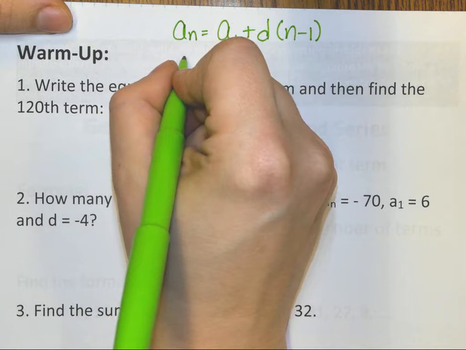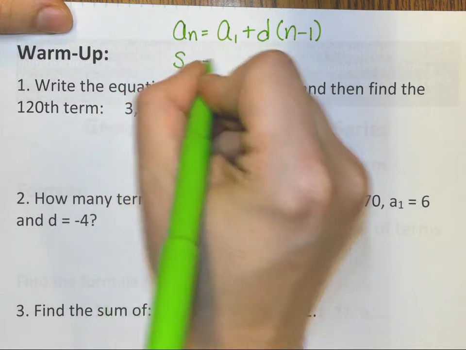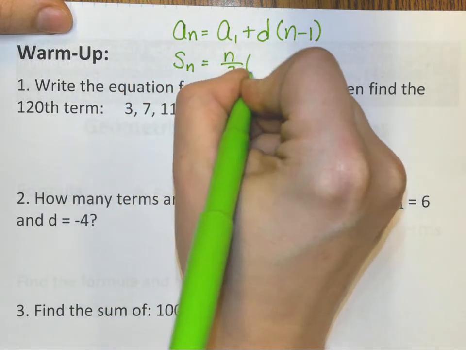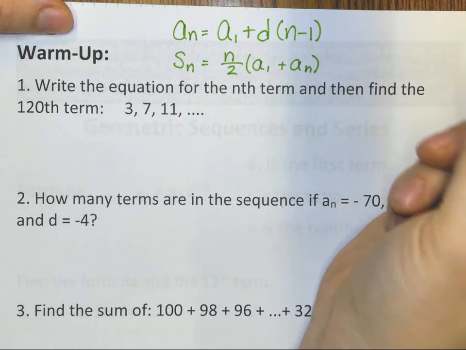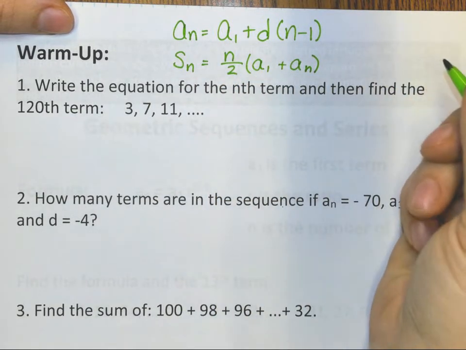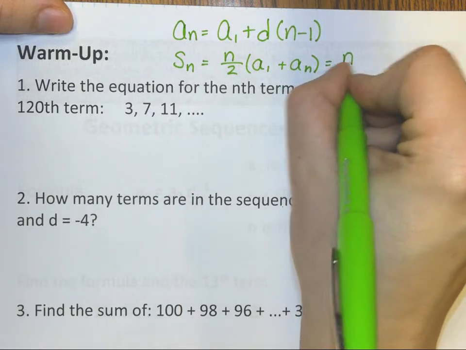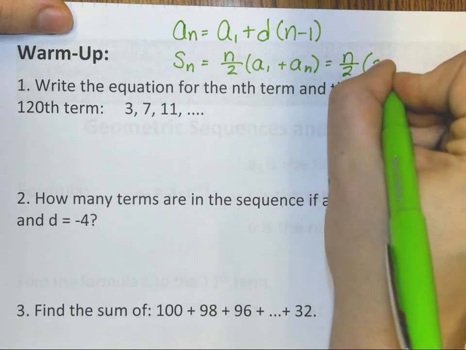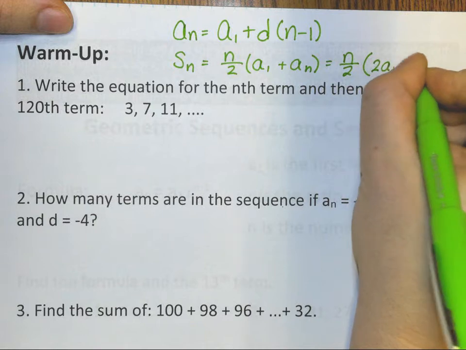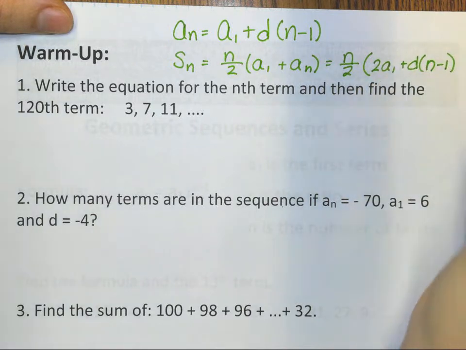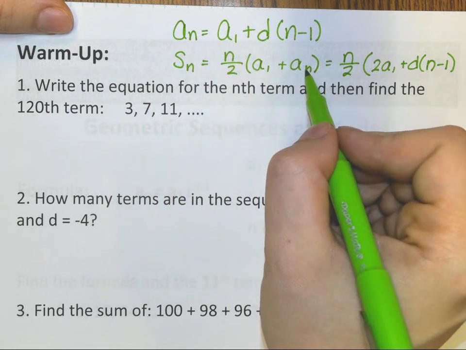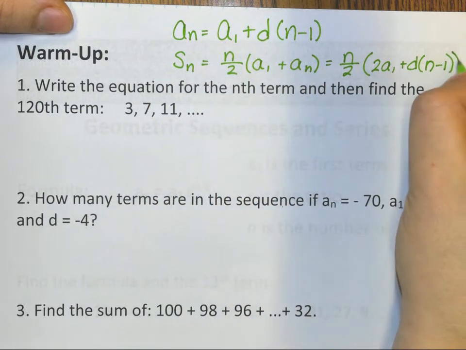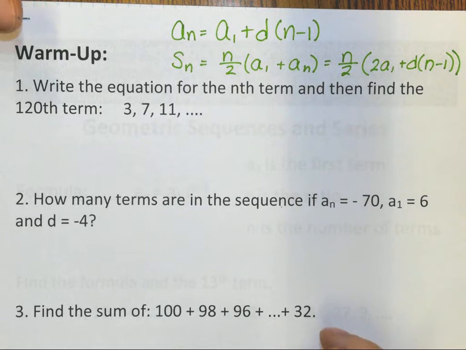Then we had two formulas for sum. The sum of n terms is either n over 2 times the first term plus the last term. Or if they don't give you the last term, but you do have the common difference, you can say n over 2 times 2 times the first term plus d times n minus 1, which is basically just combining this and this. So in place of the a sub n, they're putting that full formula. Okay? So those are the formulas you have to use.